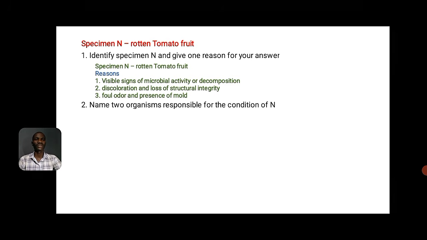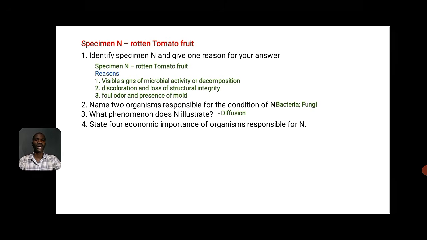Name 2 organisms responsible for the condition of N. We have bacteria and fungi. What phenomenon does N illustrate? The phenomenon here is diffusion. In what state is this diffusion? It is gaseous state, because the smell of the rotten tomato will diffuse into the air, and people will be smelling the bad odor.